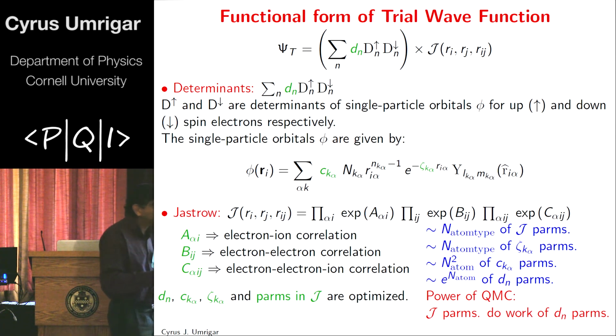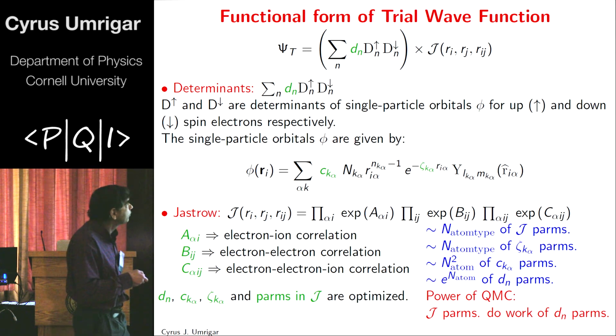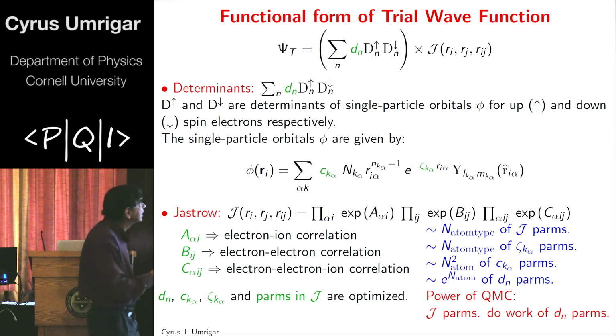In electronic structure theory for molecules, the form of the wave function that's most typically used is a linear combination of determinants times a Jastrow factor. I've denoted by green the variational parameters that enter into such a wave function. One set of variational parameters are these linear coefficients that multiply the determinants. Now these determinants are determinants of orbitals, so the orbitals themselves are expanded in basis functions. So these LCAO coefficients are variational parameters. If you like, the exponents of the basis functions can be variational parameters.